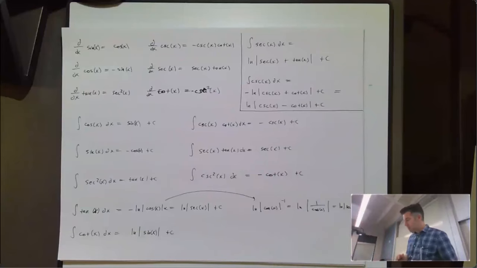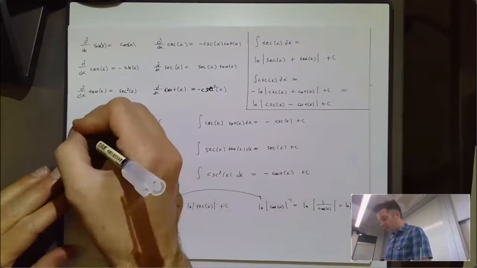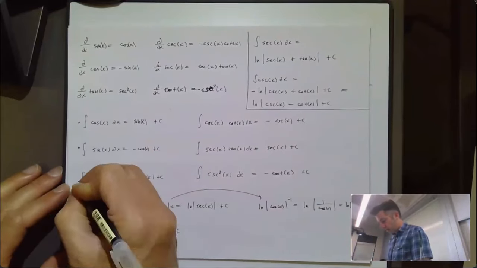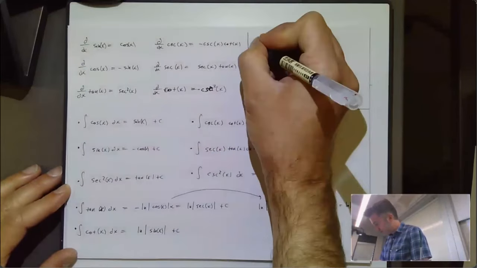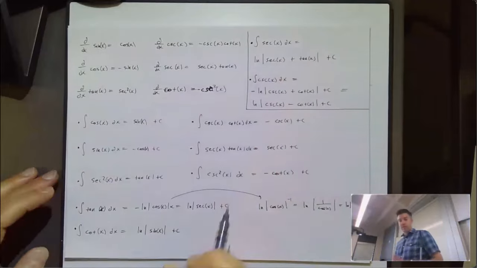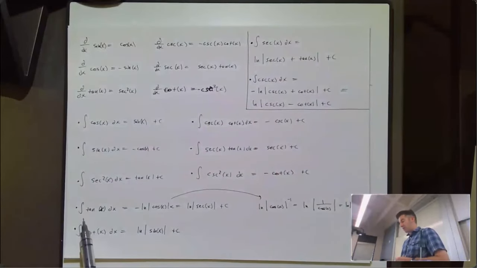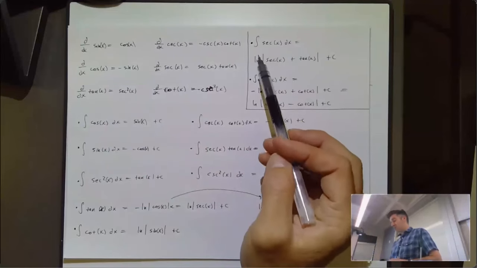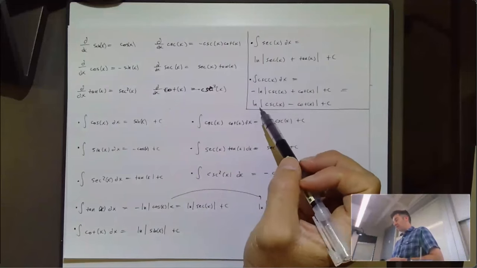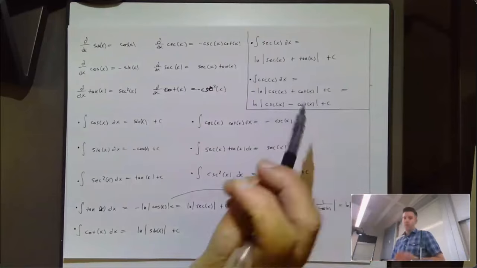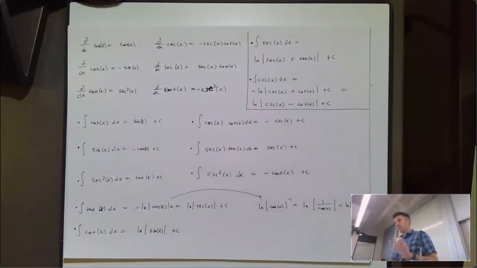So here are all of the trig integrals you might need to know. Specifically, the ones you might not have been aware of before: the integral of tangent being the negative natural log of the absolute value of cosine, or the positive natural log of the absolute value of secant; the integral of cotangent being the natural log of the absolute value of sine; the integral of secant being the natural log of the absolute value of secant plus tangent; and the integral of cosecant being the negative natural log of the absolute value of cosecant plus cotangent, or the positive natural log of the absolute value of cosecant minus cotangent.